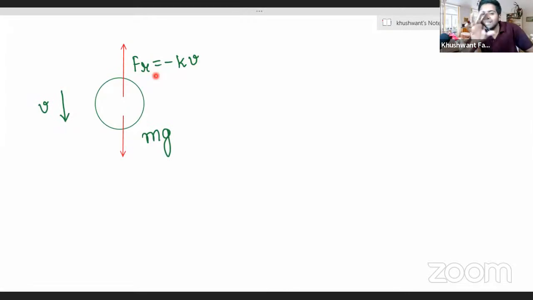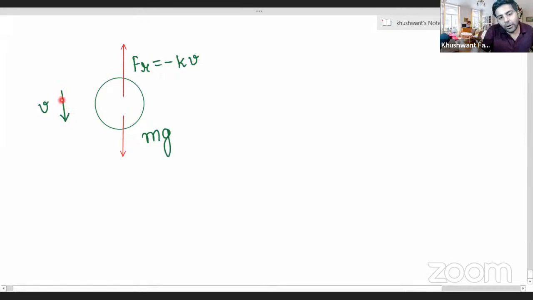Are we able to analyze and understand what is happening here? Are we clear with the scenario? So this is a counterproductive scenario where velocity is increasing in the downward direction, but that increase in velocity is further increasing the resistive force also, which rather works in decreasing the velocity.